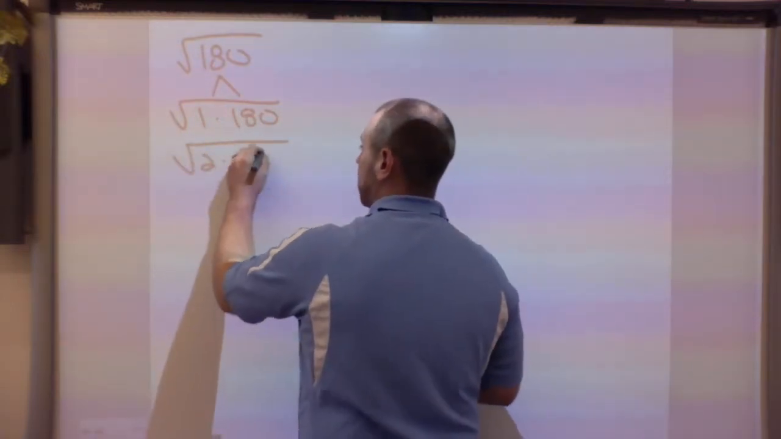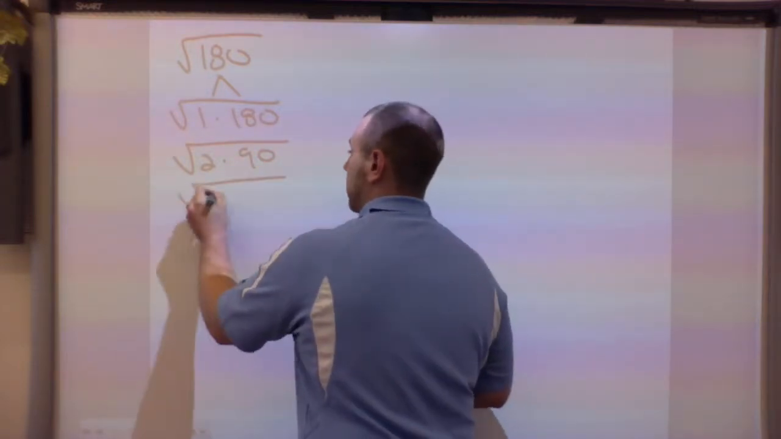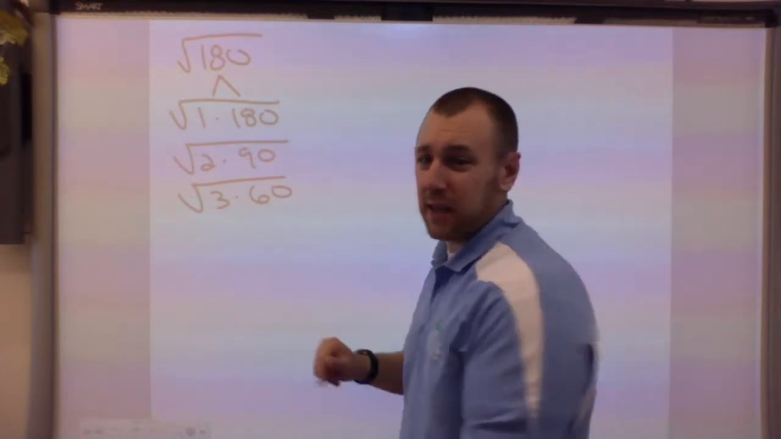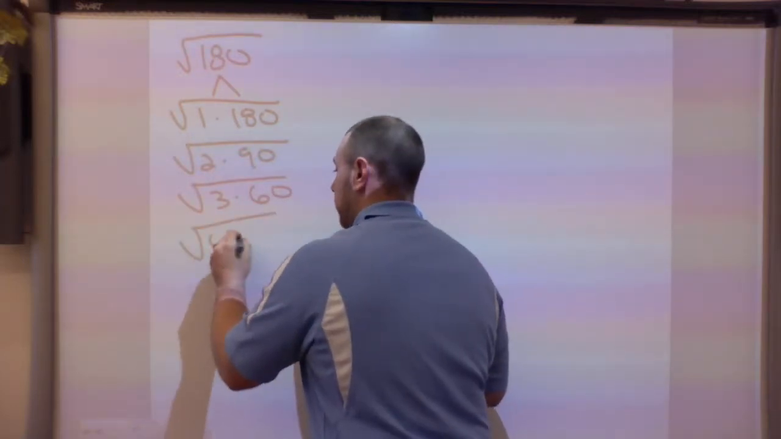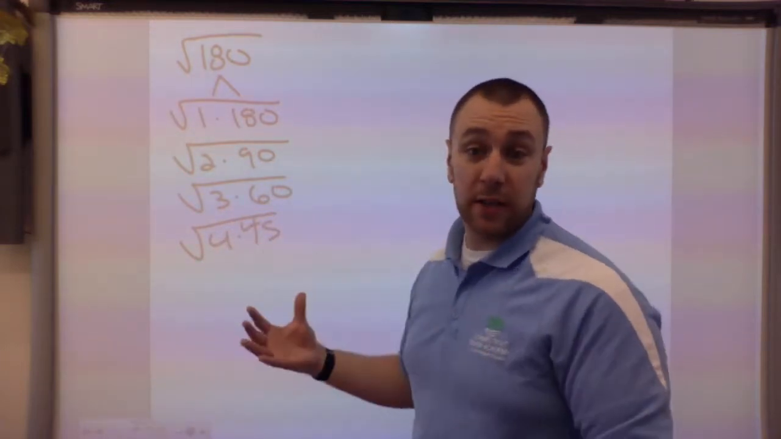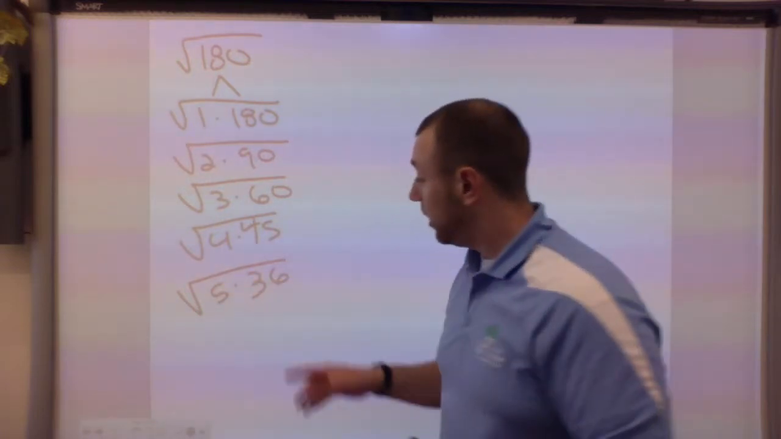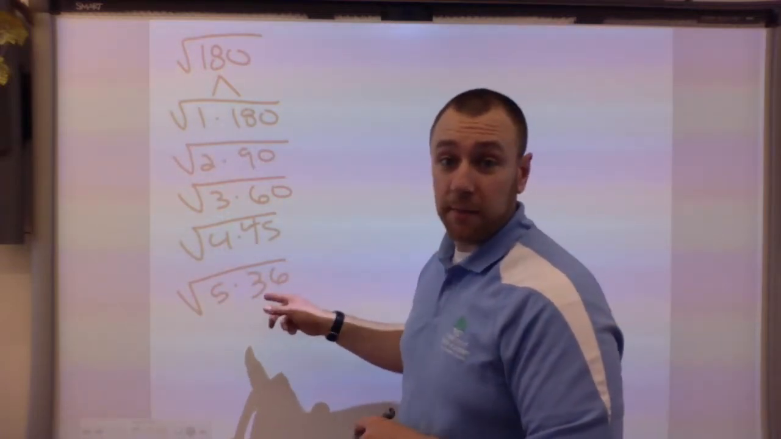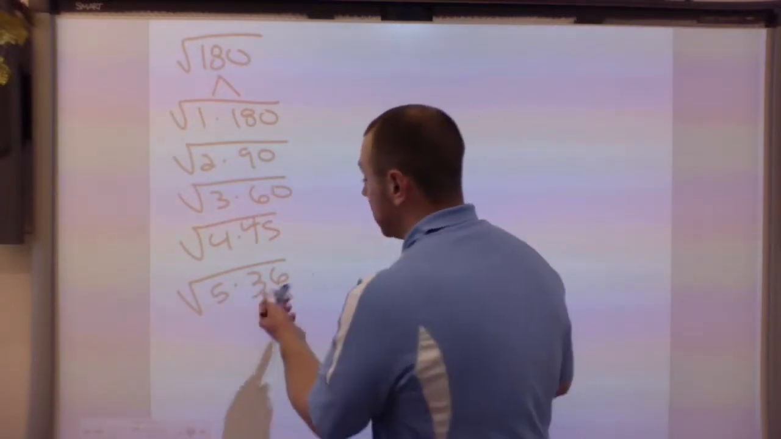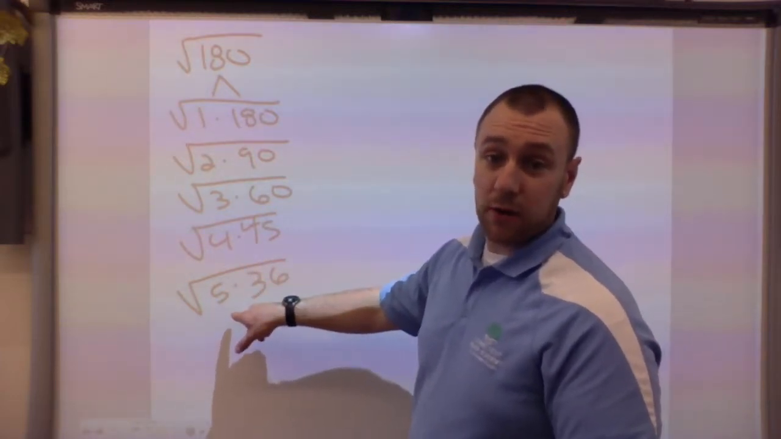2 times 90. Those aren't perfect squares. Not going to help me. 3 times 60. Neither one are perfect squares. Not going to help me. 4 times 45. Neither are perfect squares. Not going to help me. 5 times 36. Oh, 36 is a perfect square. The square root of 36 is 6. So what I can do is I can say, okay, well, I can find the square root of 36. I can't find the square root of 5.